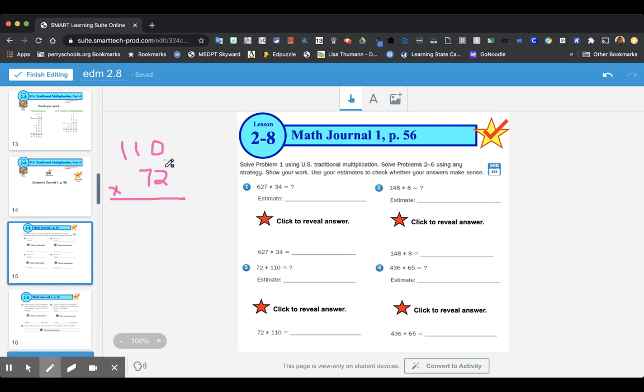I'm going to start in my ones. I'm going to take 0 times 2. I know that's 0. 2 times 1 is 2. And then again, 2 times 1 is 2. So we know 110 times 2 is 220.